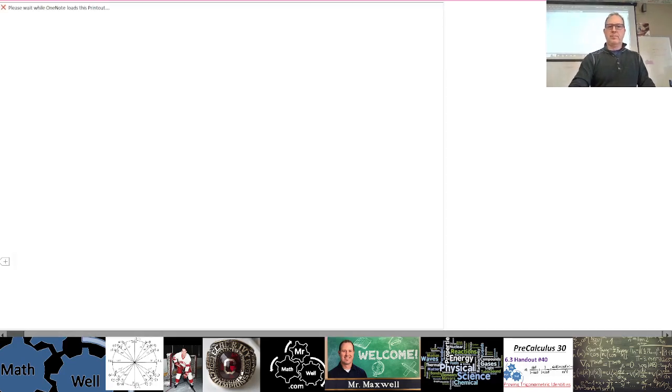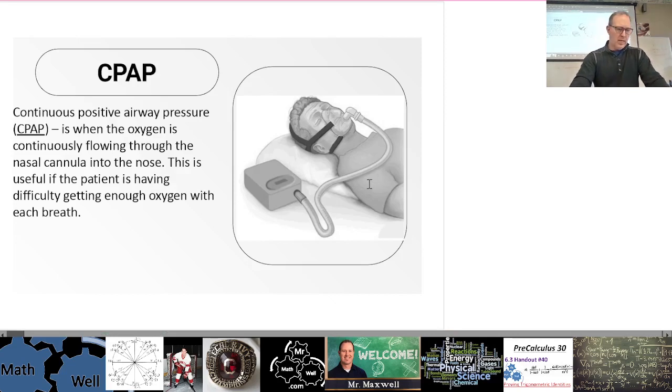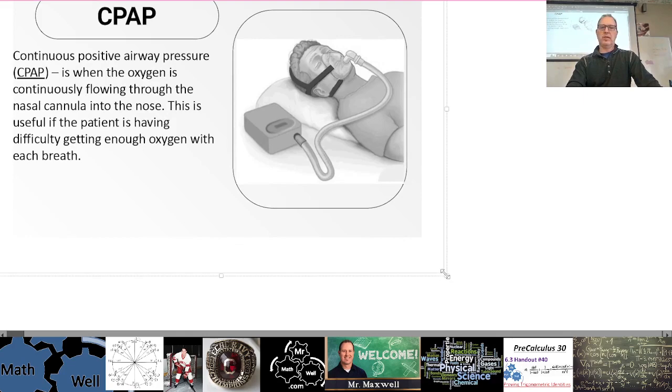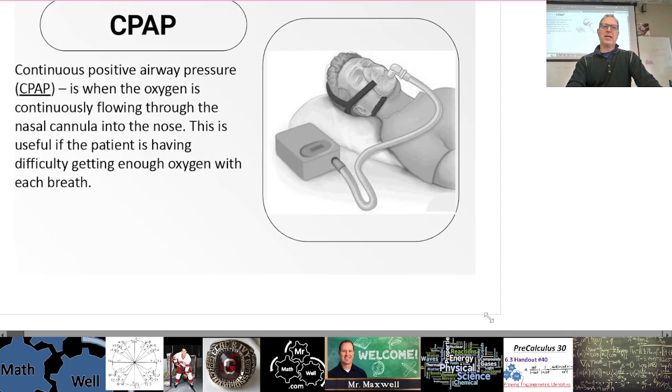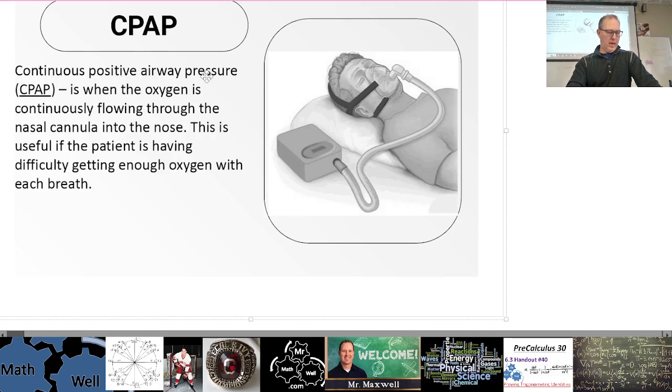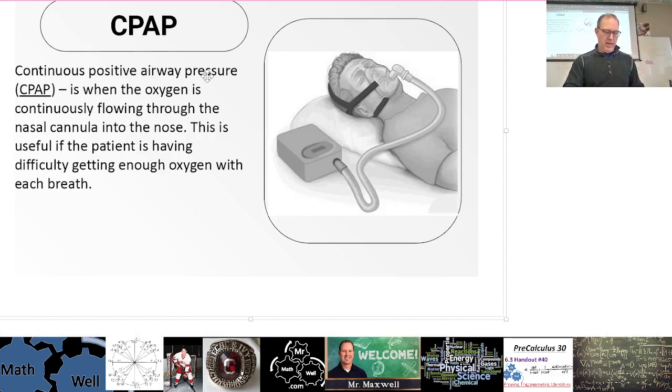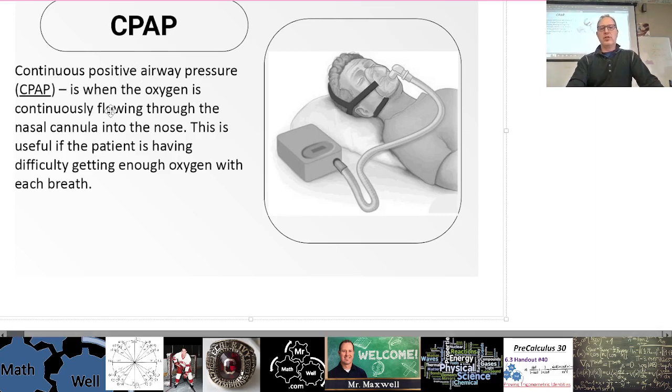Ready to go? Okay. Next page here. CPAP. Some of you may have seen this before. Maybe you have a relative that uses one of these. CPAP stands for continuous positive airway pressure. CPAP is when oxygen is continually flowing through the nasal canal into the nose. This is useful if a patient is having difficulty getting enough oxygen with each breath.